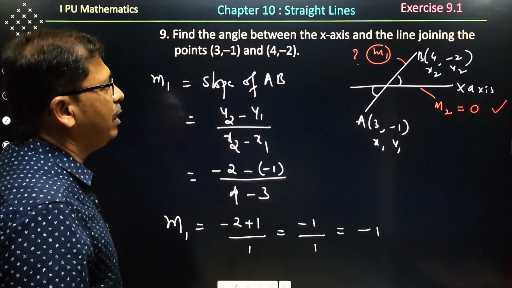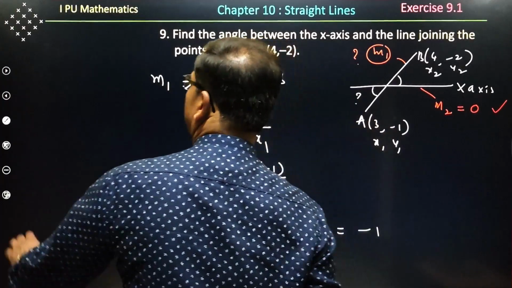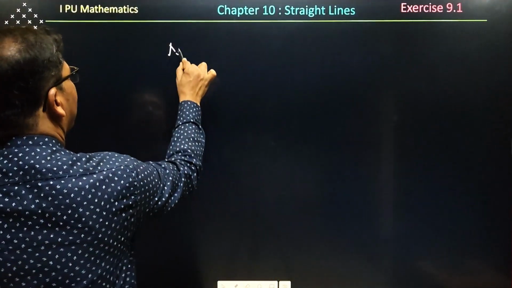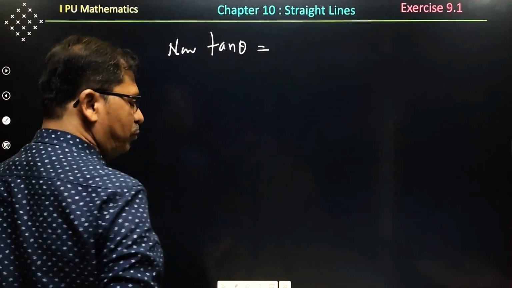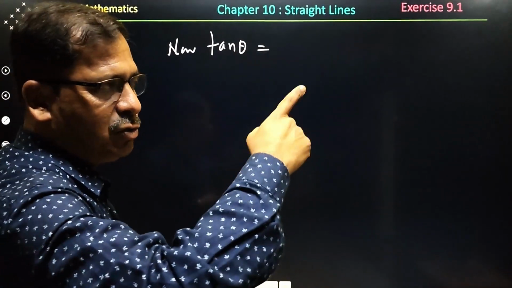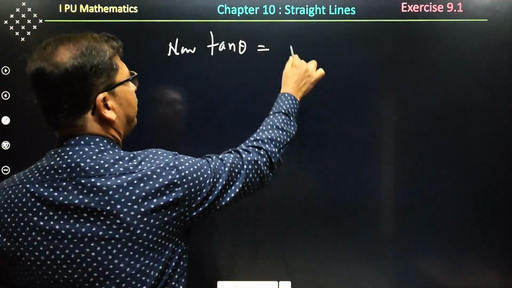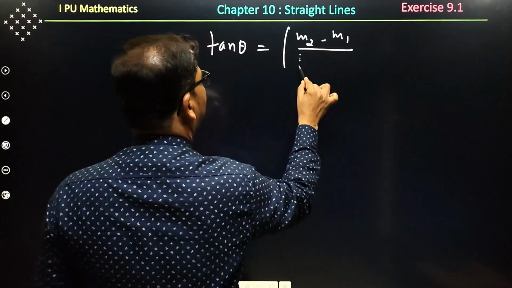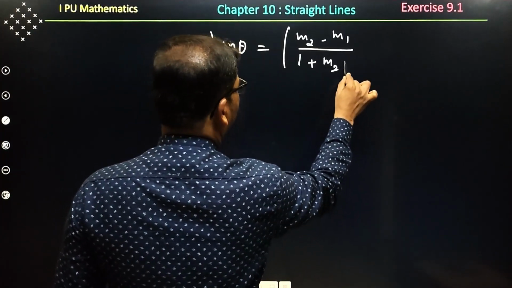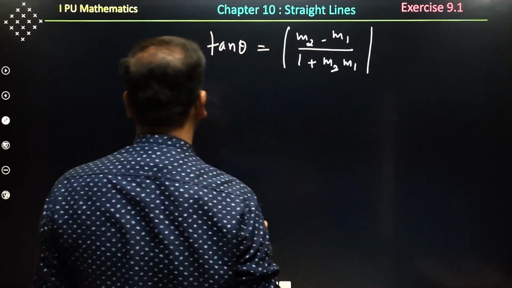Question is to find the angle between these two. This you need to calculate. Let me calculate first of all the acute angle. The acute angle between the two lines is given by, between the two lines means the x-axis and the line joining that point he has given, tan theta equal to modulus of m2 minus m1 divided by 1 plus m2 into m1. This is the formula.